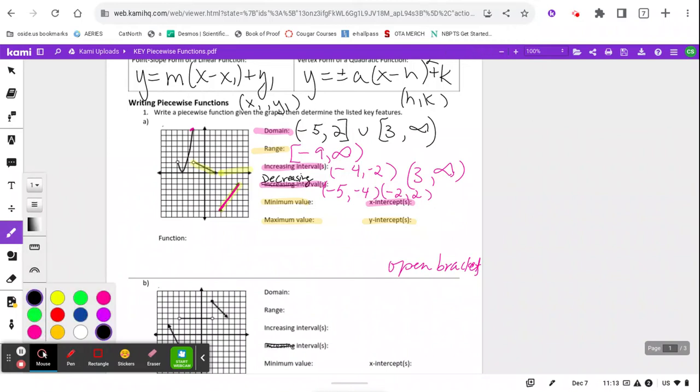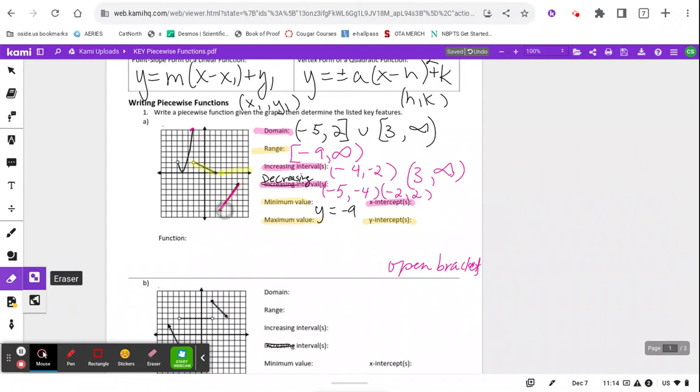All right, the minimum value of our graph, we already got that in the range. It's at y equals negative 9. It's right down here. And the maximum value of our graph is no max because it goes to infinity. The y-intercept of our graph is at 1, looks like there's just this one y-intercept at 0, 1.